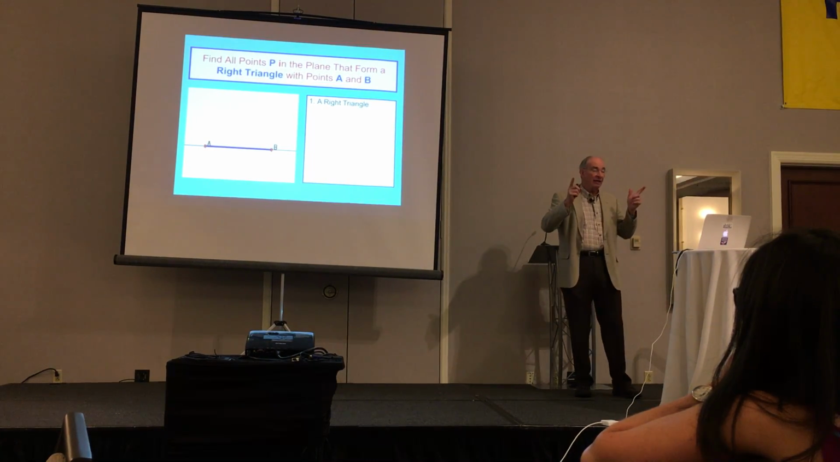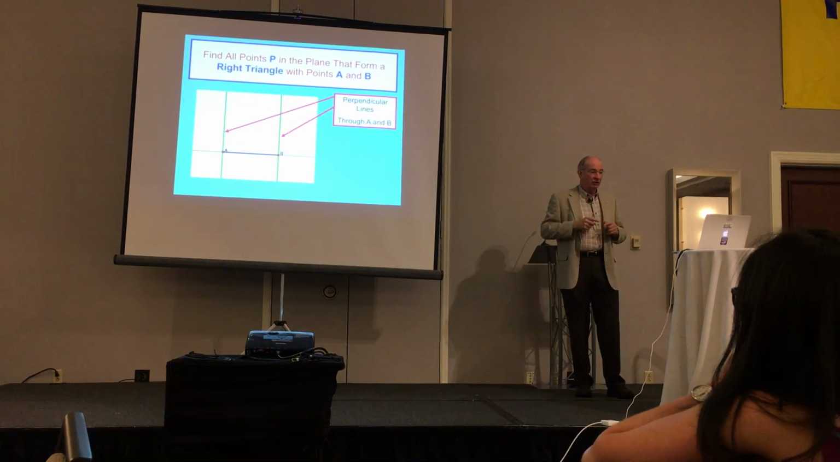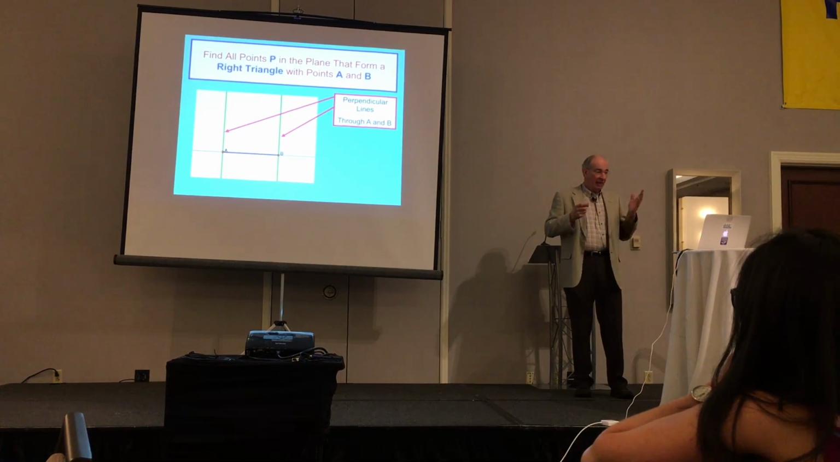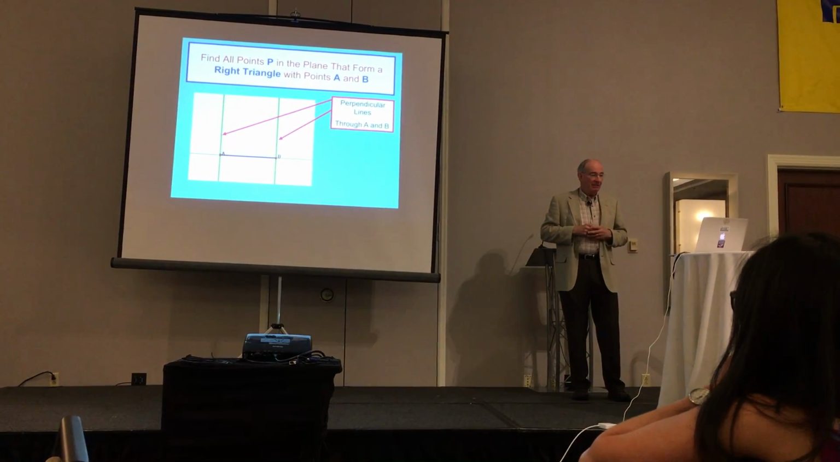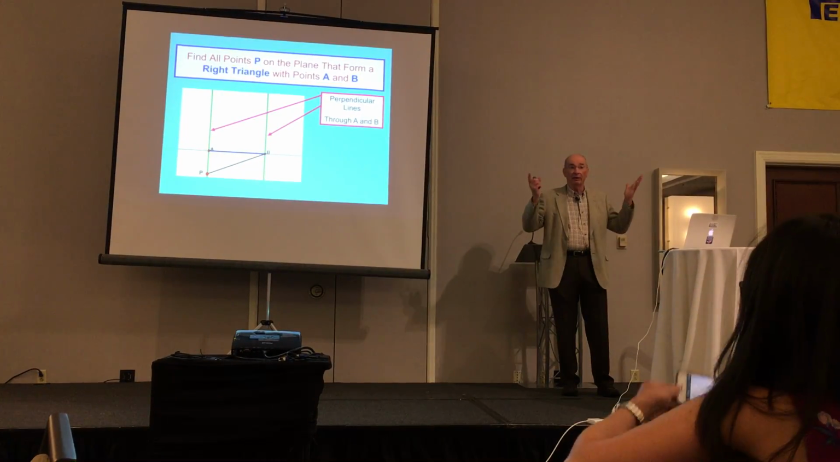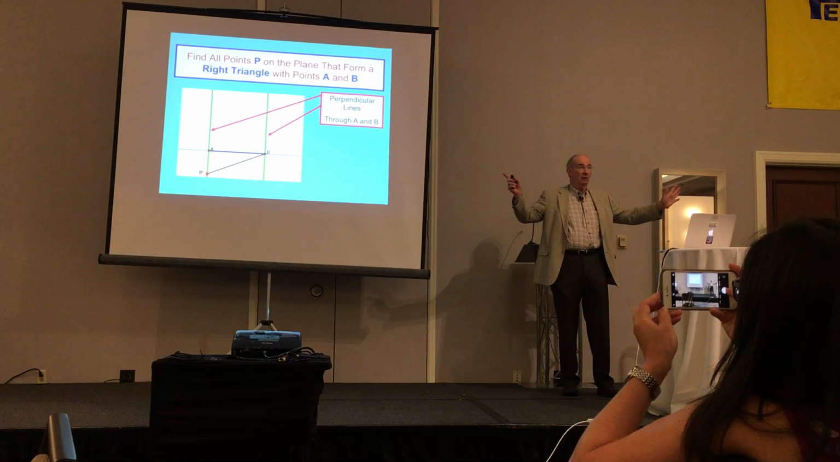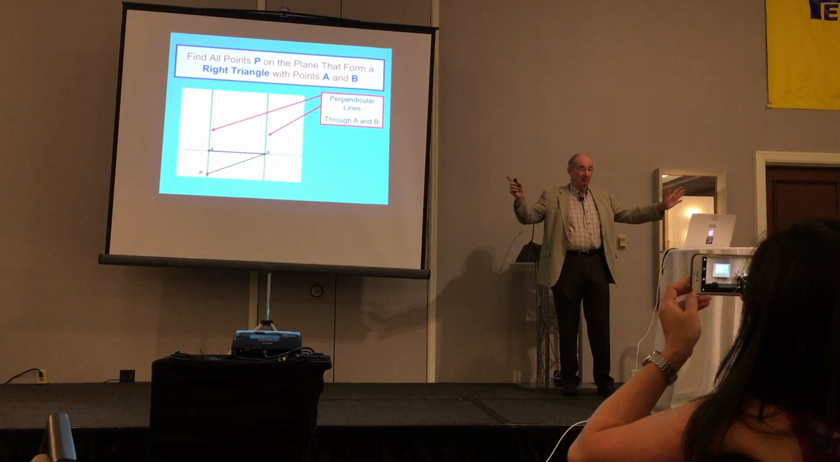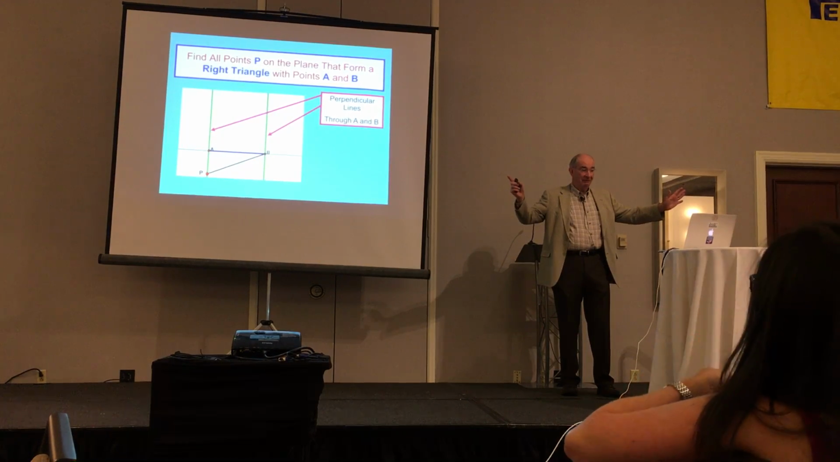I bet you would agree that any point on these two lines, vertical lines through A and B, will form a right triangle. Agree? For example, the triangle PAB is a right triangle. Any one there? Are there any other places on this plane where you'll get a right triangle? I'll give you a bit to think.